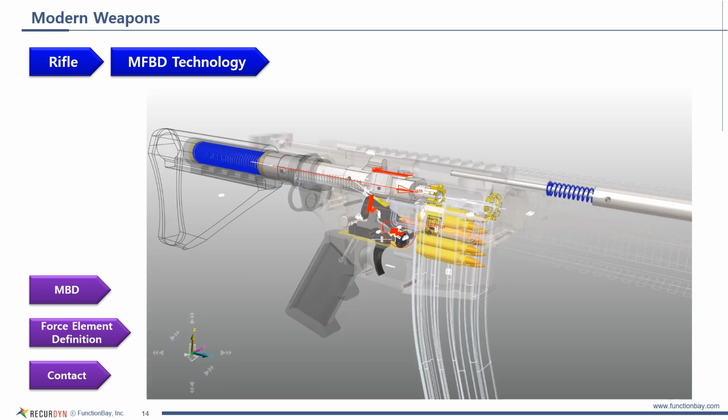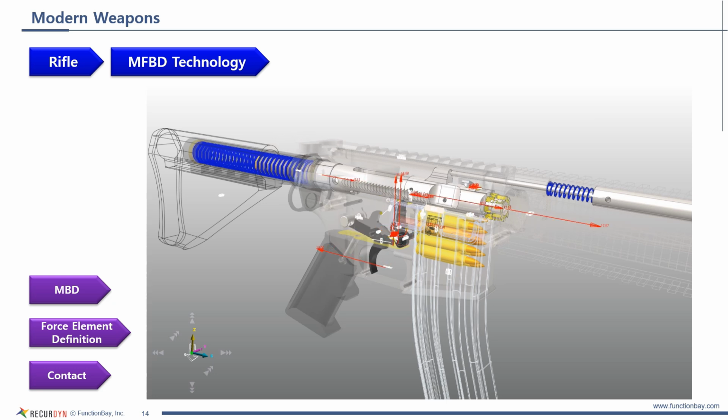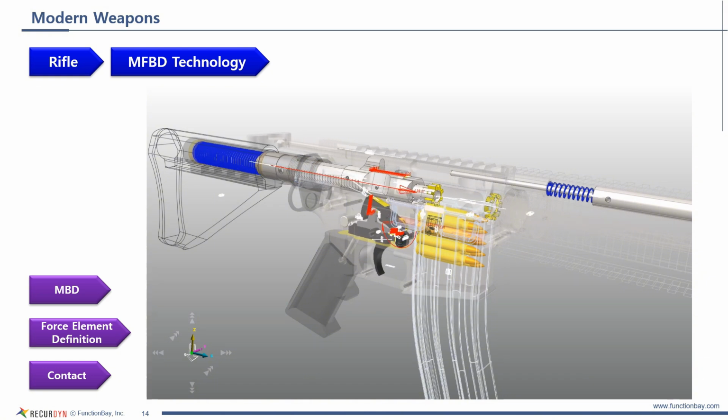As you can see, dynamic analysis allows you to verify whether the components within the rifle operate smoothly and to ensure that no excessive forces are generated that might cause damage to the parts.